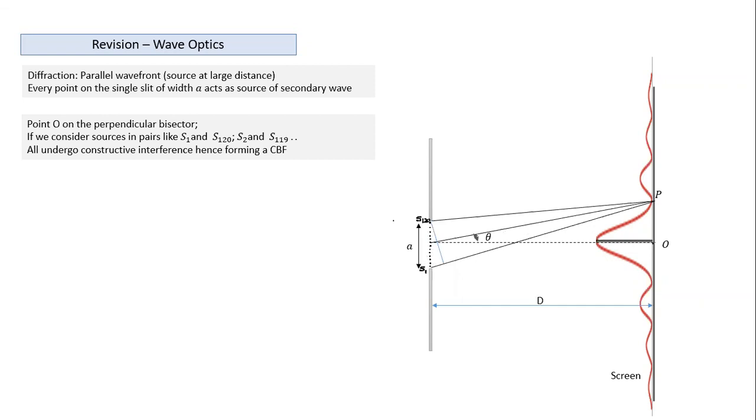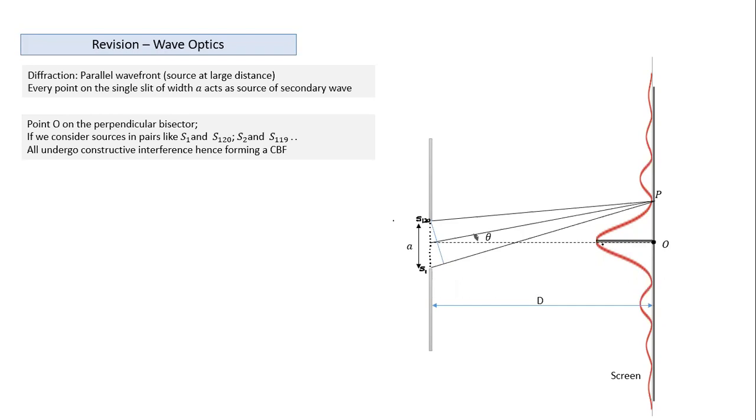So S1 and S120 will have constructive interference. Similarly, S2 and S119 will have constructive interference, and so on. Then we take the sum of sums. Basically, we can arrive at this in an easy, logical way and conclude that this point will be the central bright fringe. All are equidistant, and there is constructive interference at point O.